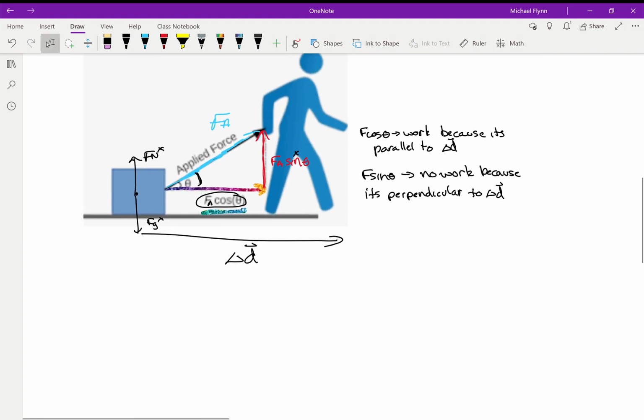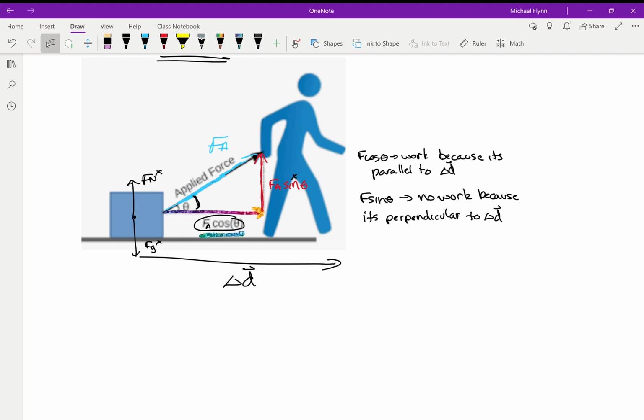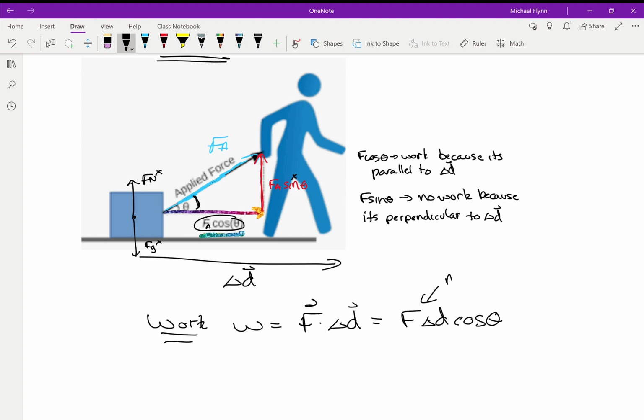So hopefully I've established how we figure out work. Mathematically, work equals the dot product of force and displacement, which I already told you. The definition is the force times the displacement times the cos of the angle in between. Now, these are magnitudes, so we don't even have to worry about the direction. The only place where the direction really matters is right here with the cos of theta. That's the angle between them, so that's where the direction factors in.